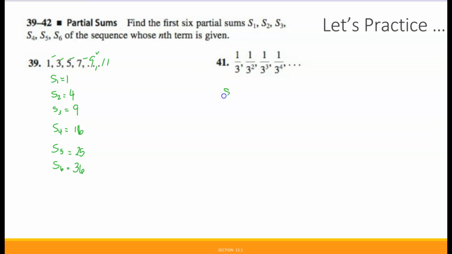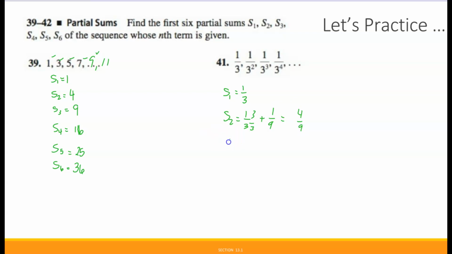Okay, S1. S1 is going to be 1/3. S2, first 2, is going to be 1/3 plus 1/9. Now we're adding fractions, so in order to add fractions, we're going to need a common denominator to add these two together. We'll multiply this one by 3/3, so 3/9 plus 1/9 is going to give us 4/9.